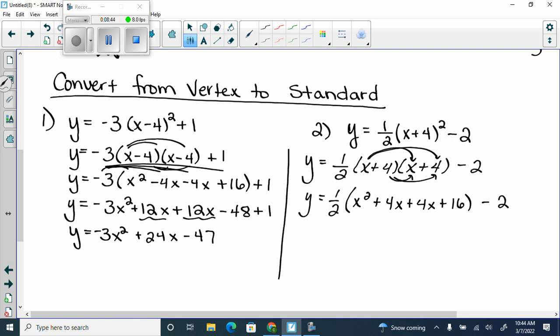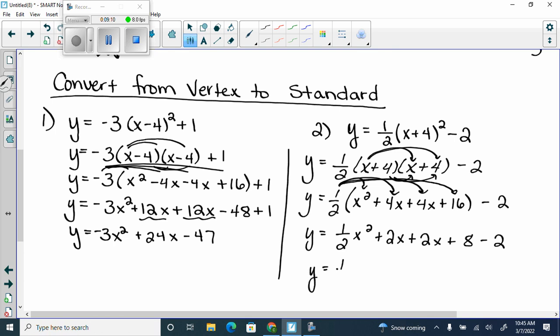Now, I even picked nice ones so that when you put a half in, it works out nicely. Correct? Okay. So we do 1/2 times x squared. That's the only not so nice one. 1/2 x squared. 1/2 times 4 is 2x. 1/2 times 4 is 2x. 1/2 times 16 is 8 minus 2. Then I collect like terms. So I get 1/2 x squared plus 4x plus 6. And you should be able to type it in and they should match. We agree? Everything's fine.